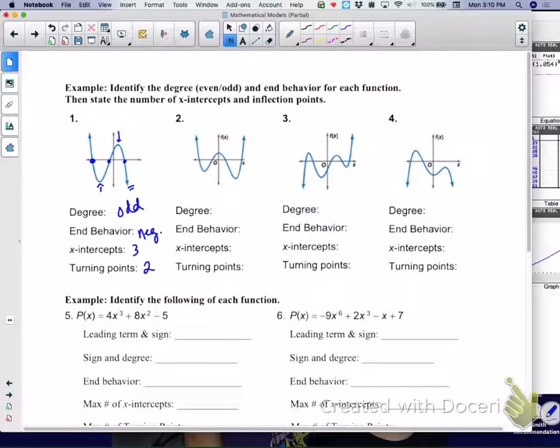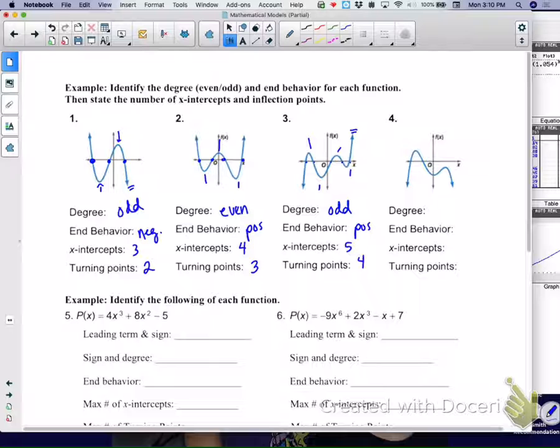Okay, next one. This one is even because both ends go up. So that means it's positive. X-intercepts, 1, 2, 3, 4. And turning points, 1, 2, 3. Next, we have another odd graph because the ends do different things. This one ends going up, so this is positive. The x-intercepts, that's going to be 1, 2, 3, 4, 5. And turning points, 1, 2, 3, 4.